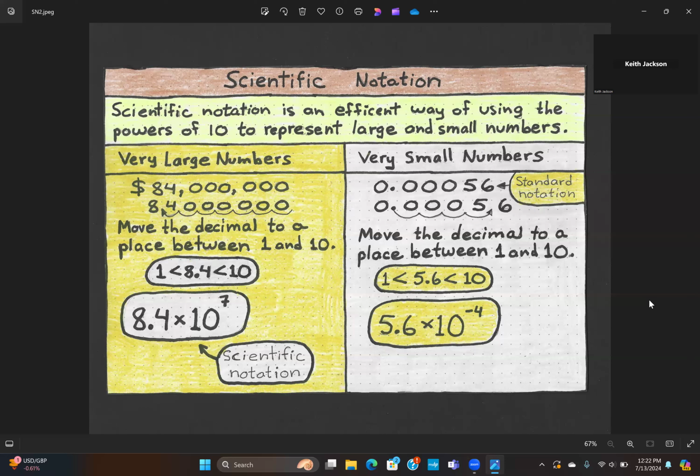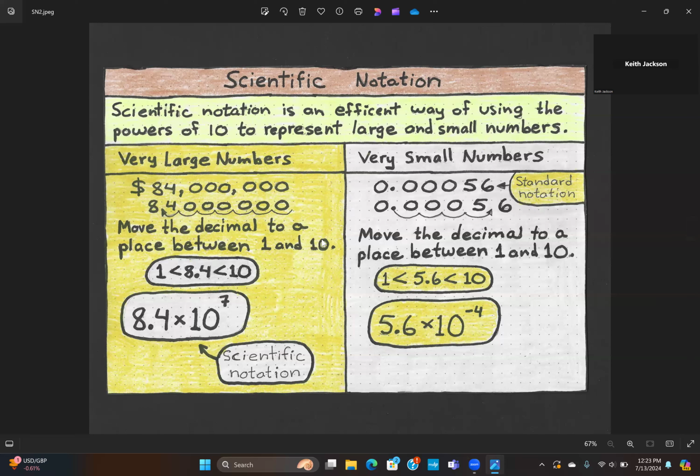Let's go to the very large number, for example, in which we have 84 million. And the question is, how do you write 84 million in terms of scientific notation? Well, here's what you have to do. You have to move the decimal to a place between 1 and 10.